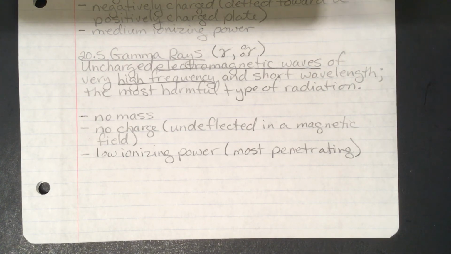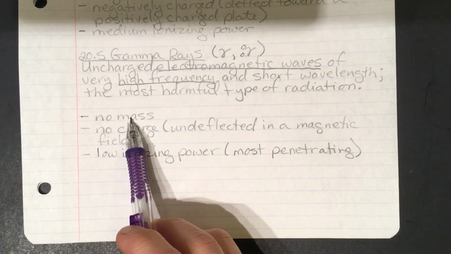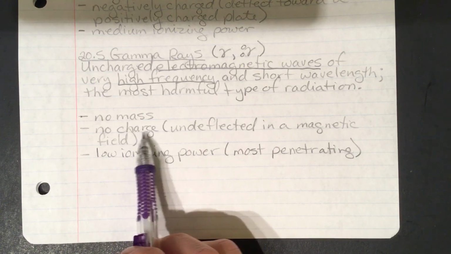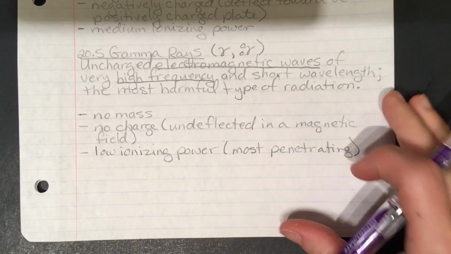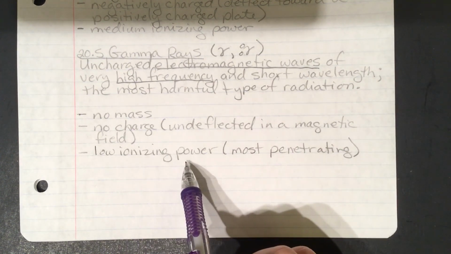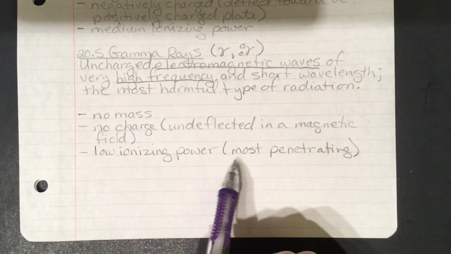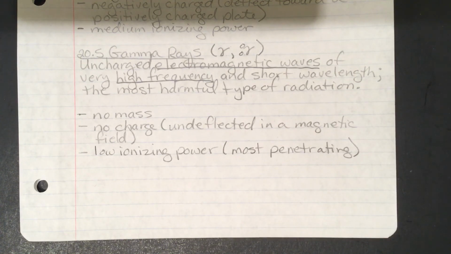So this is not a particle like the other two. This is energy. The other two are particles. This is energy that is released. It has no mass, no charge. So this means it's undeflected in a magnetic field, and it has low ionizing power because it's not a particle. It is the most penetrating.